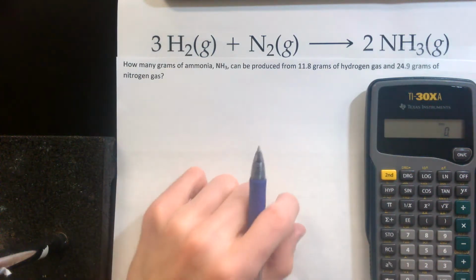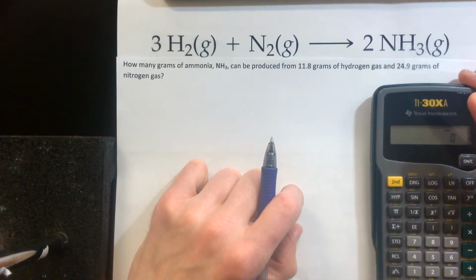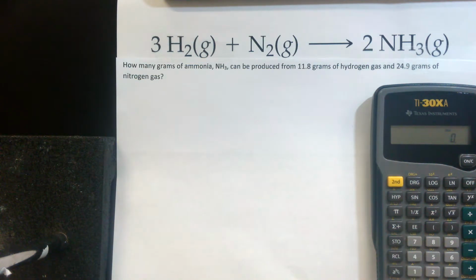With this stoichiometry calculation, I'd like to show you how to determine a theoretical yield and also how to determine the limiting reactant or reagent in an equation in this reaction here. Okay, let's read this problem. How many grams of ammonia can be produced from 11.8 grams of hydrogen gas and 24.9 grams of nitrogen gas?